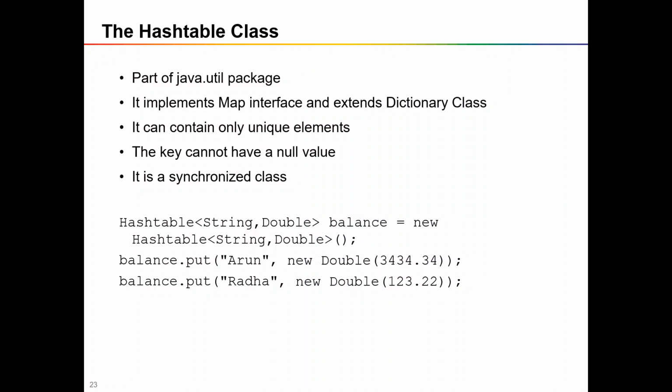In hash table you can only have unique keys, and in the key section you cannot have a null value. In hash map you can have a single null key, but in hash table you cannot have any null value. The key cannot have a null value, and moreover it is a synchronized class. Hash map is not synchronized, but hash table is a synchronized class, right?